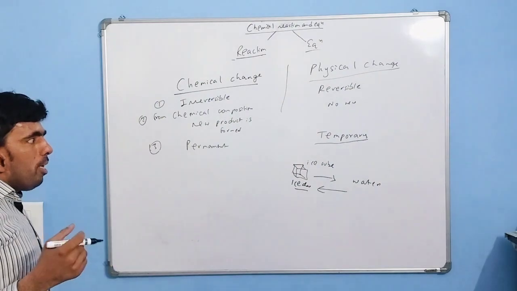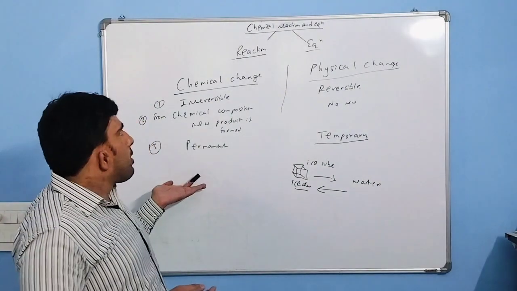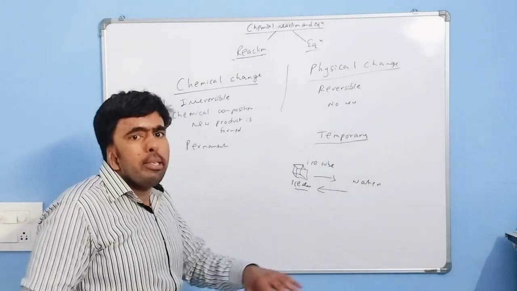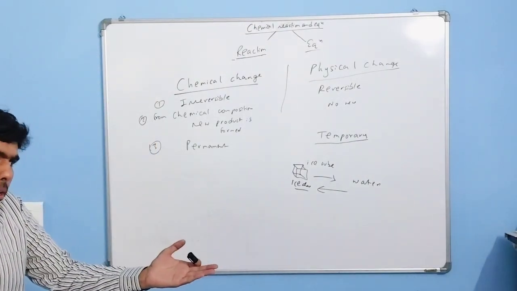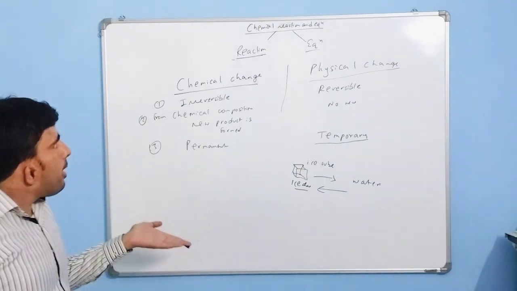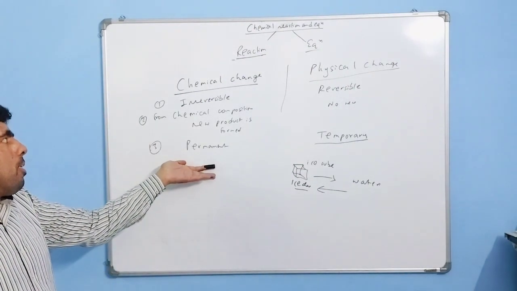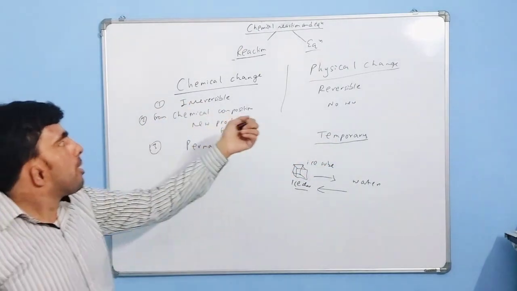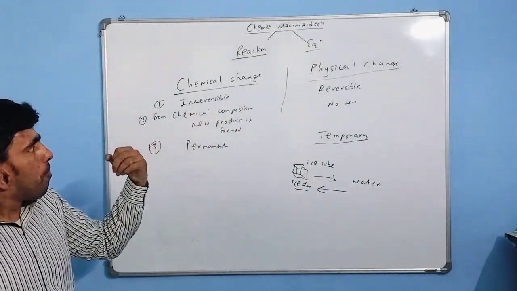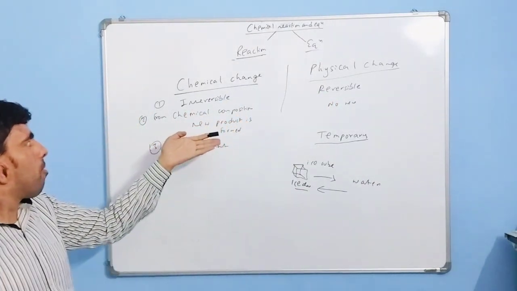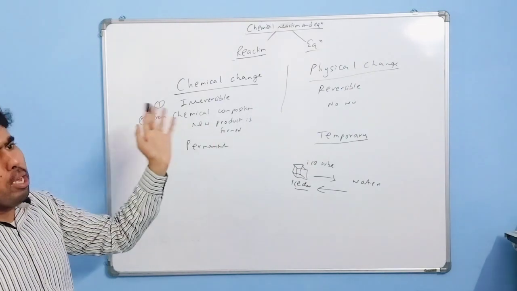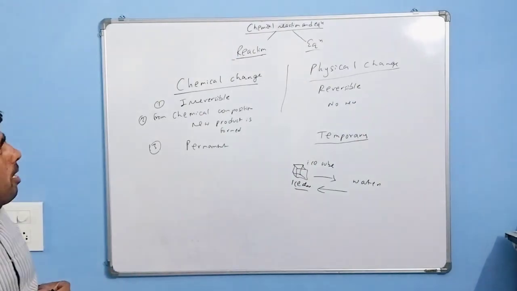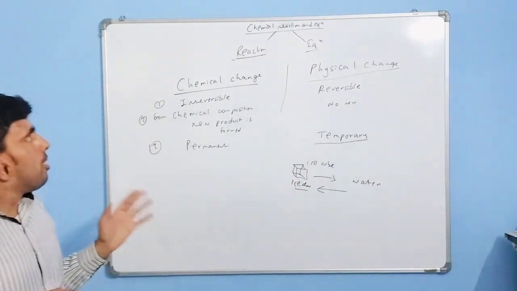So what is a physical change? But this chemical change is permanent. How? If I cook raw vegetables, after cooking they can't be converted back into raw form. That is why we say this is a permanent change, and that is a temporary change, it is reversible. Here no new product is formed. Here, from chemical composition, a completely new product is formed. So that is the basic difference.